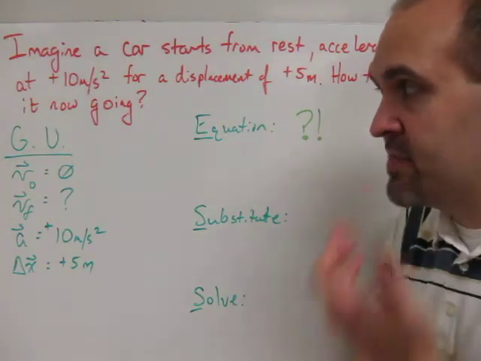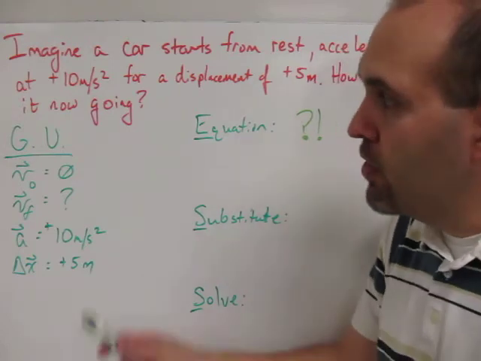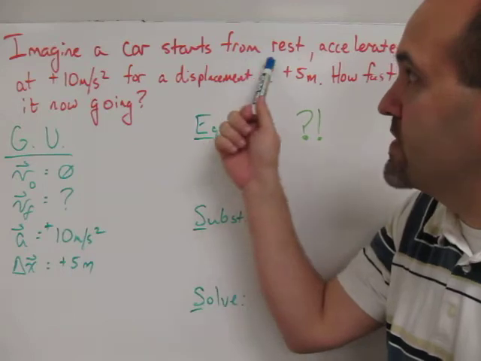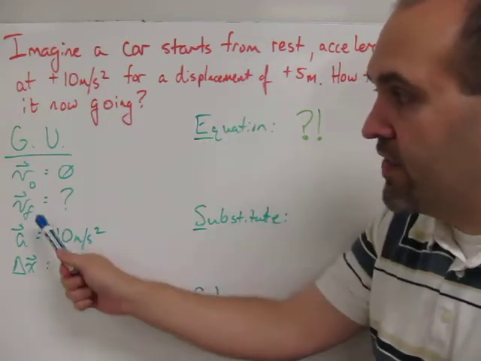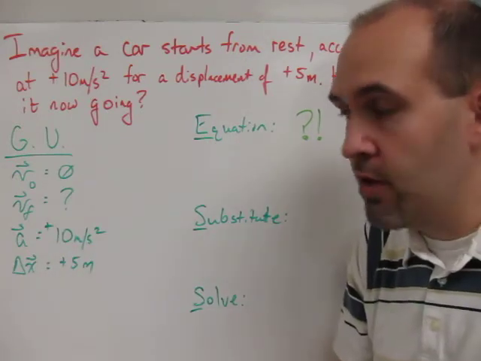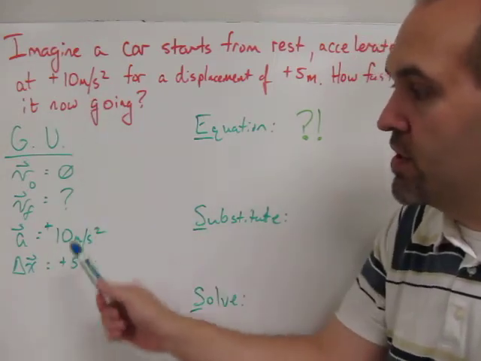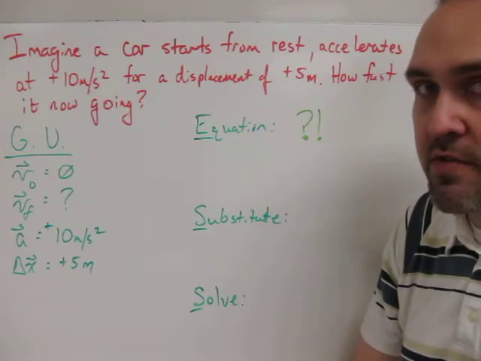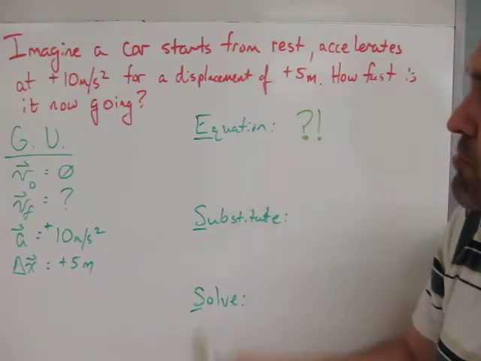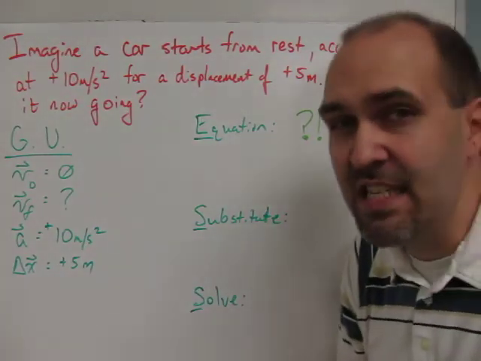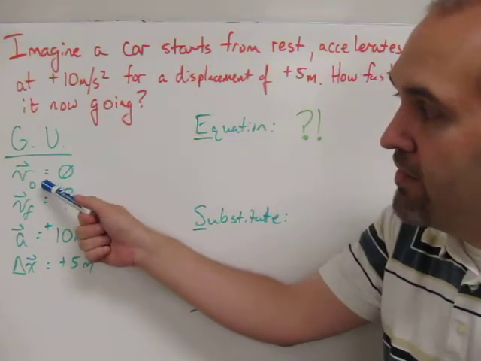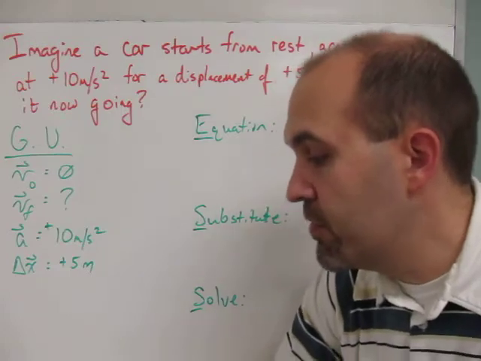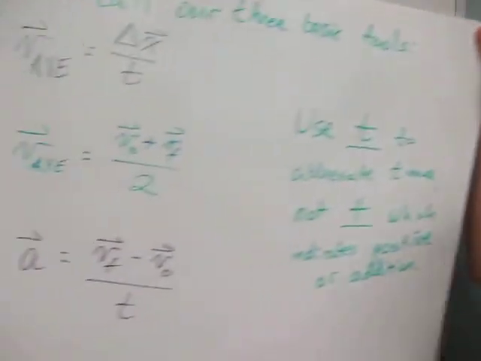Well, if we apply the GUESS method, which is what I encourage you to do, we would list our givens and our unknowns. And so the original velocity is 0 because it says it starts from rest. The final velocity is what we're looking for. That's our unknown. The acceleration we're told is positive 10 meters per second squared, and the displacement is positive 5 meters. The next step would be to find an equation. And ideally, we would want an equation that would have vO, vF, a, and delta x in it. And if you remember from your 3 equations, we don't have an equation like that.